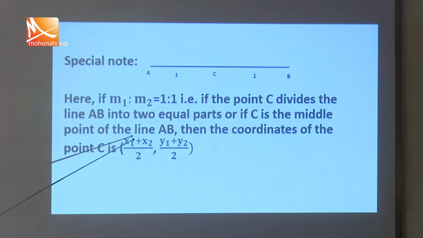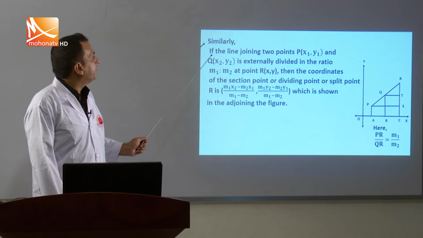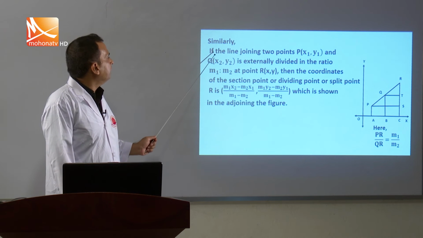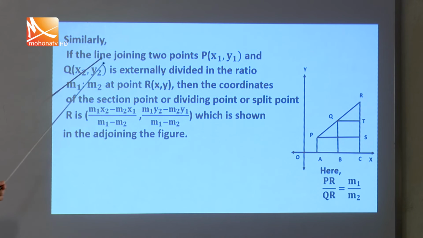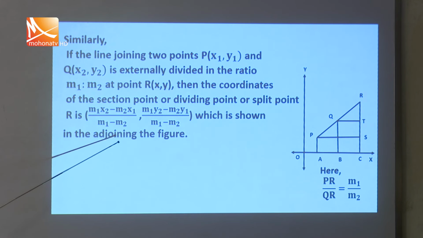Ultimately it will be x1 plus x2 by 2 and y1 plus y2 by 2. Okay. Now, similarly, we are going to discuss the external formula with the help of a diagram. If the line joining two points P(x1, y1) and Q(x2, y2) is externally divided in the ratio m1 is to m2 at the point R, then the coordinates of the section point, or dividing point, are (m1 x2 minus m2 x1) by (m1 minus m2), then (m1 y2 minus m2 y1) by (m1 minus m2), which is shown in the adjoining figure.